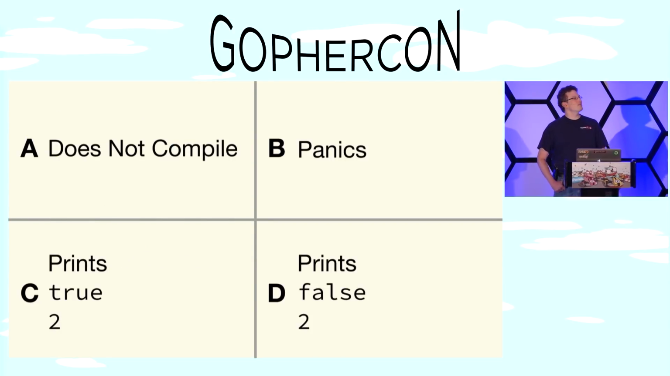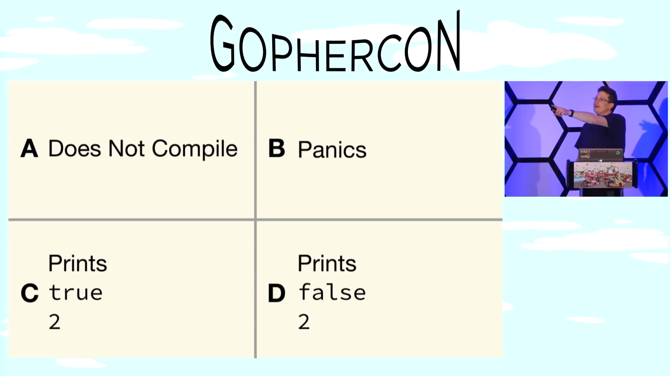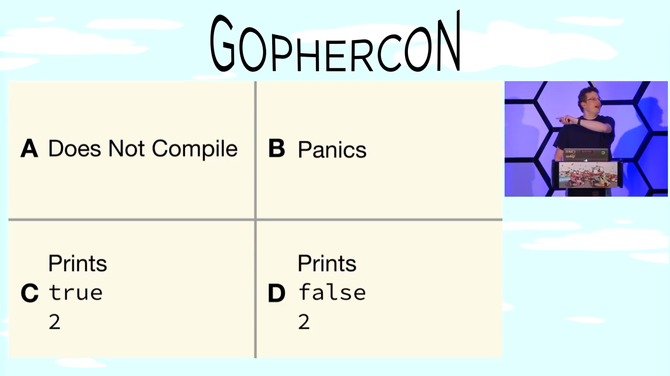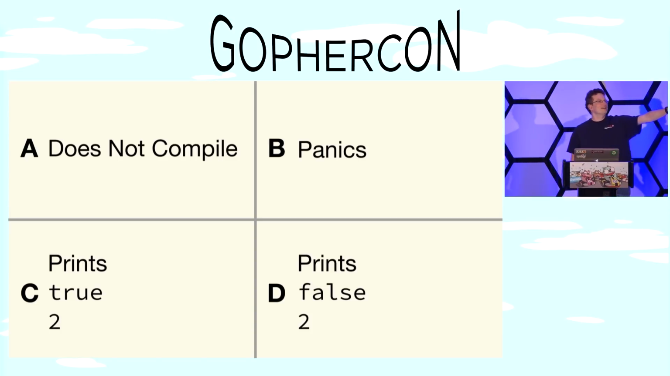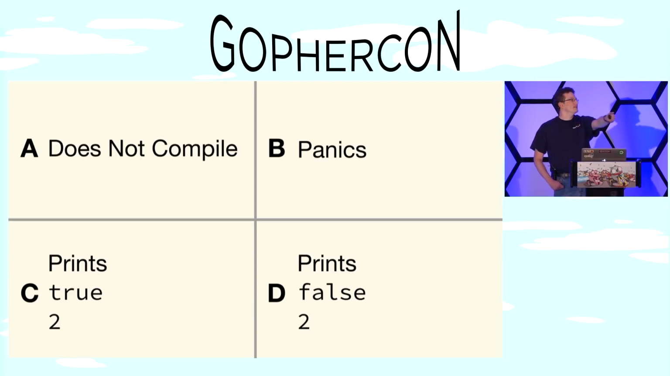Does that A not compile? Who thinks this code does not compile? All right. B, who thinks this code is going to panic? Got some votes for panic here. All right. C, who thinks this prints out true and prints out 2? All right, a lot of people for that one. And D, who thinks it prints out false and prints out 2? The t is not equal to nil.